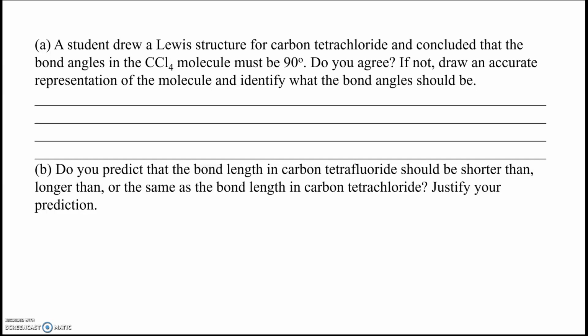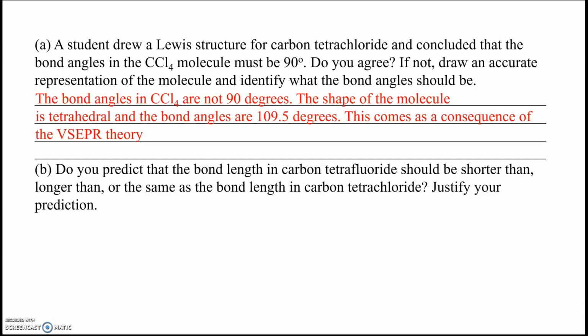All right, the first question. A student draws a Lewis structure for carbon tetrachloride and concluded that the bond angles in the CCl4 molecule must be 90 degrees. Do you agree? If not, draw an accurate representation of the molecule and identify what the bond angles should be.